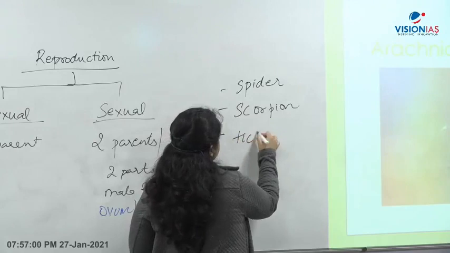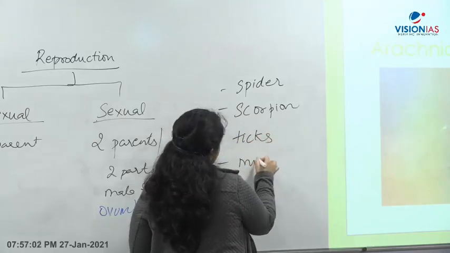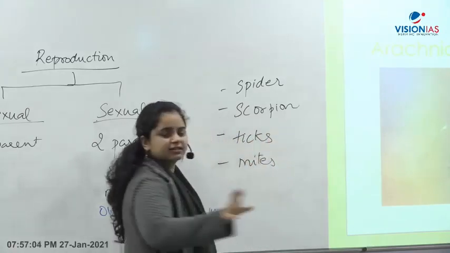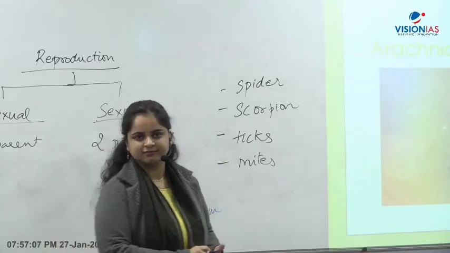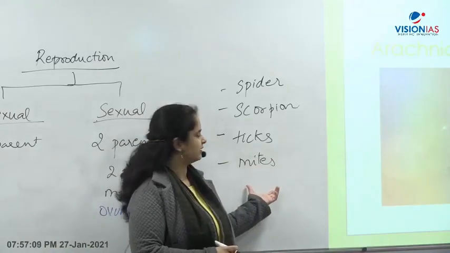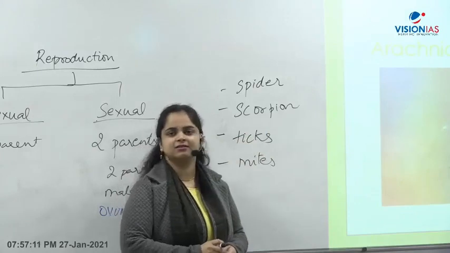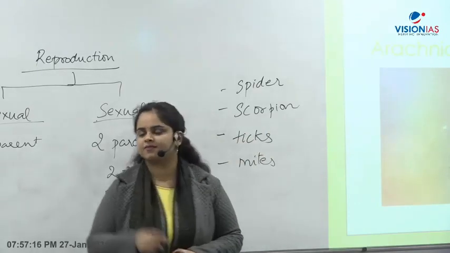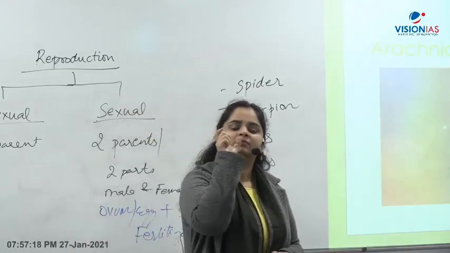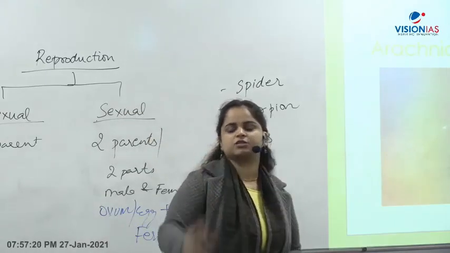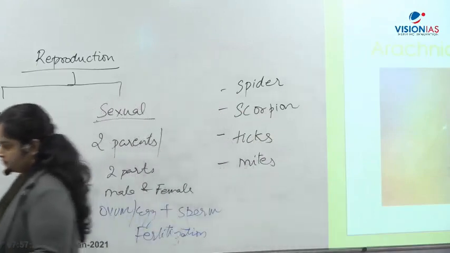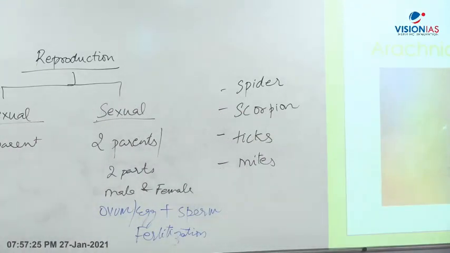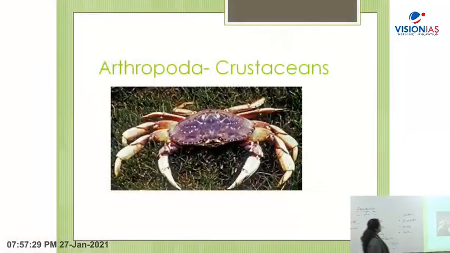Then you have ticks, mites. Ticks and mites are the khatmal and their relatives, like the bed bugs. Ticks, mites, scorpions and spiders. The names arthropod, arachnid, they should be known to you. Next group, the third group of crustaceans.